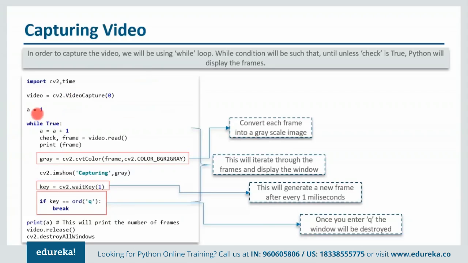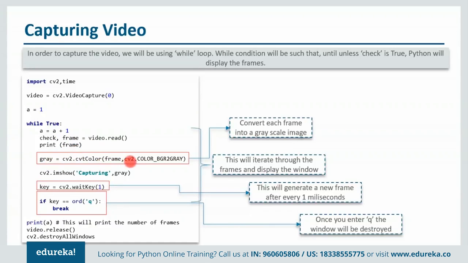Let me take you through the code that I've written here. video equals cv2.VideoCapture(0), which is basically a video capture object. I'm not going to repeat that. I have a variable a which is equal to 1. While True, while Python is able to read the video capture object, it'll enter the loop. a equals a plus 1, which will keep on increasing. check, frame: it'll read the frame, basically the numpy array object.